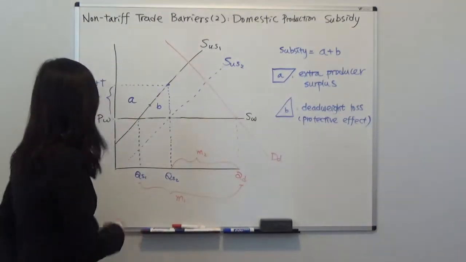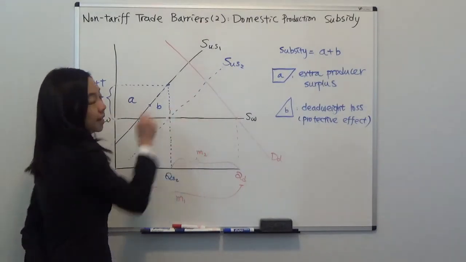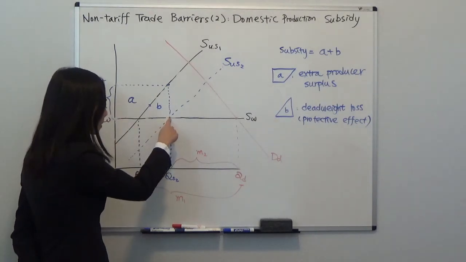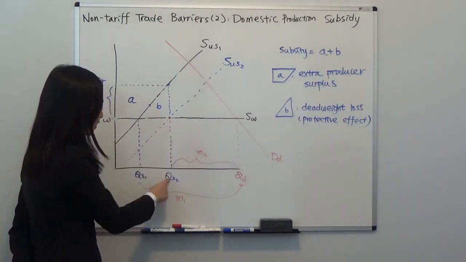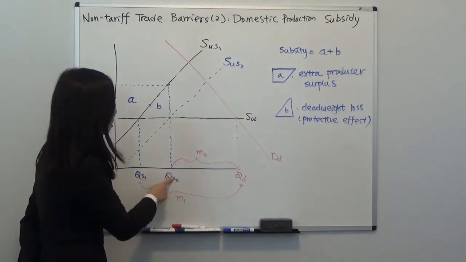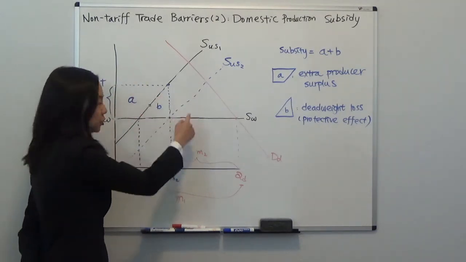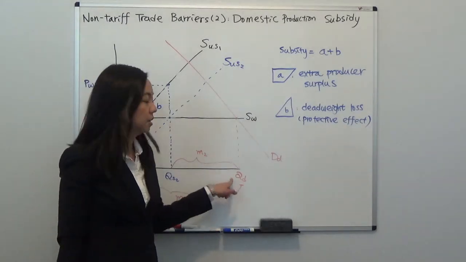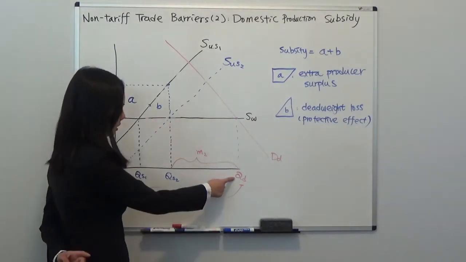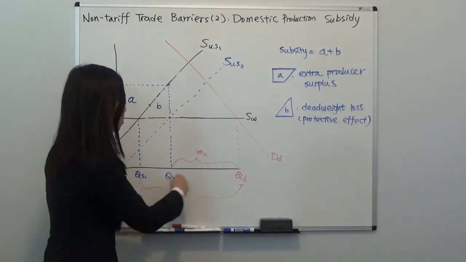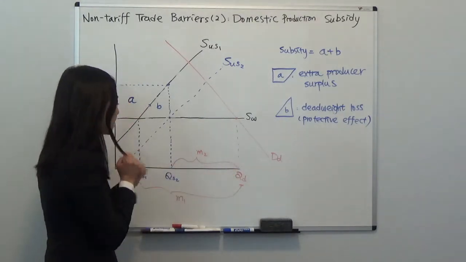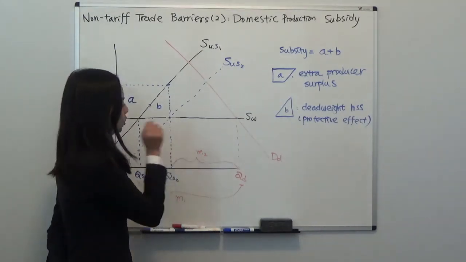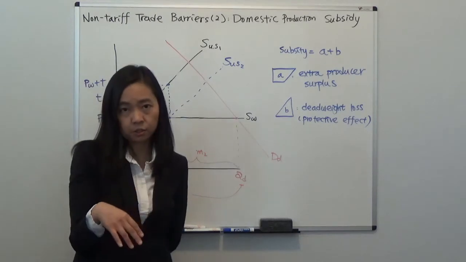Now with the subsidy, $T, after our supply curve shifts to the right, you can see that our domestic quantity supply will increase from QS1 to QS2 because your supply curve has shifted here. And that didn't change our domestic demand. So our import will become QD minus QS2. That will be M2. So you can see that with the subsidy, our import will go down from M1 to M2.